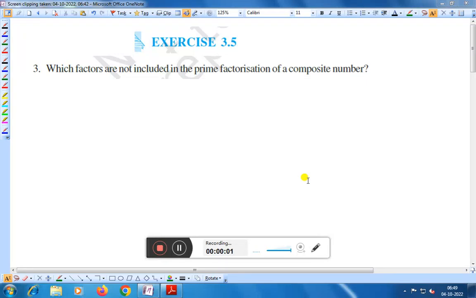Today we shall discuss exercise 3.5 question number 3. Which factors are not included in the prime factorization of a composite number? First of all, we have to know what is a composite number.